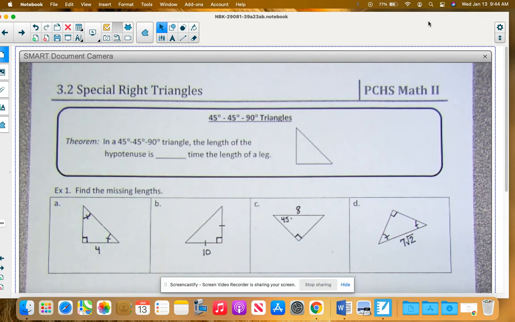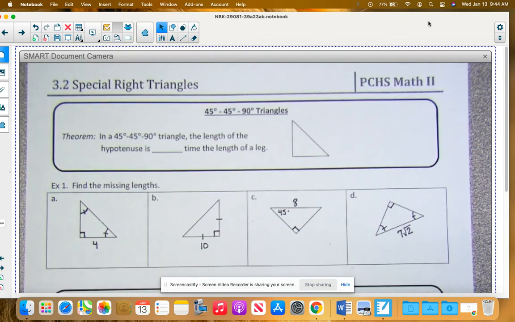Today and the next several days, actually, we're going to be taking a look at special right triangles. So there's a lot of information in here. We're going to do a whole lot of different examples to make sure you're following along, you're taking notes, re-watching videos, and doing your practice problems that are on campus.